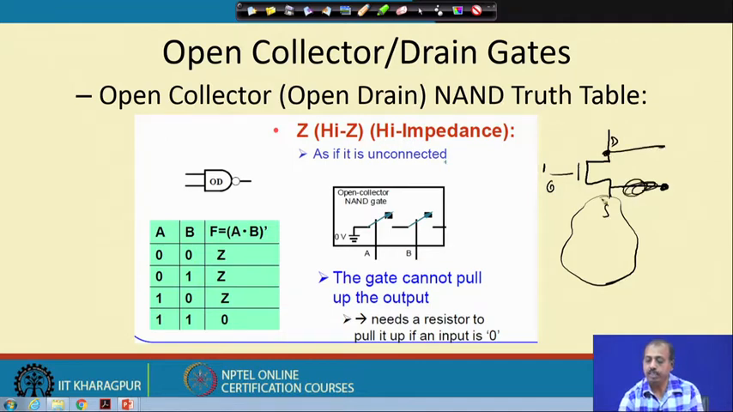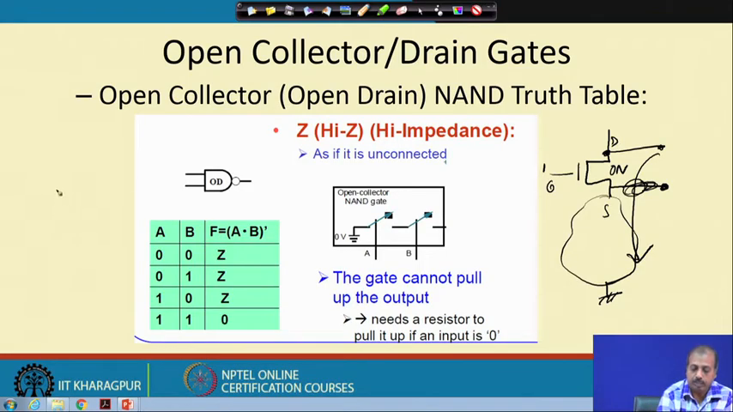Now, if this transistor is off and this transistor is on, then this side is eventually connected to ground, so this will be going down to 0. If both the inputs of this NAND gate are 1, then there is a current flow path, like in the NAND operation. This lower network is shown like this. So, this is A and B.